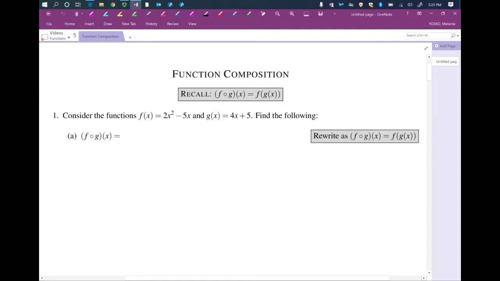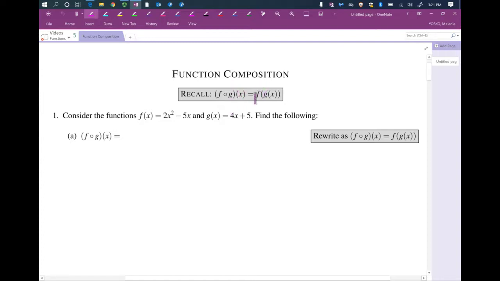Function composition. So we have some super fun notation here. Recall, f composed with g of x is the same as f of g of x. It's very important you know how to read it. This is f composed with g, it's an operation. The input is x, this does not mean multiplication.